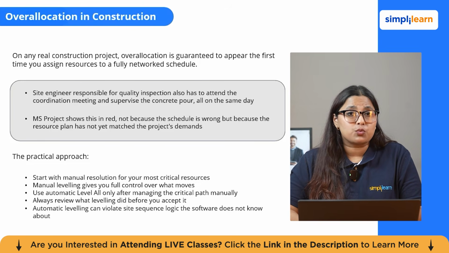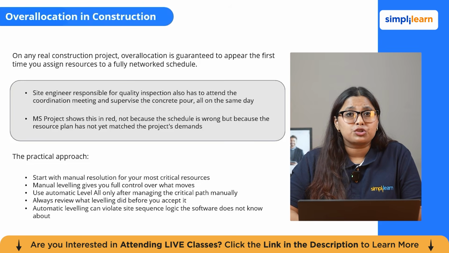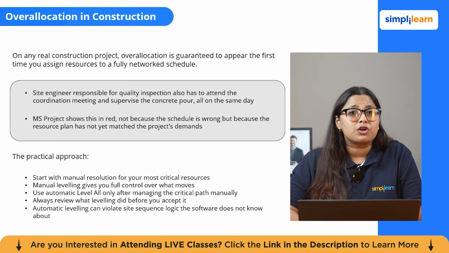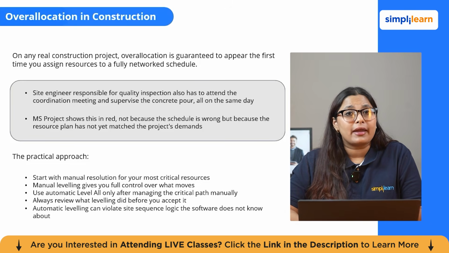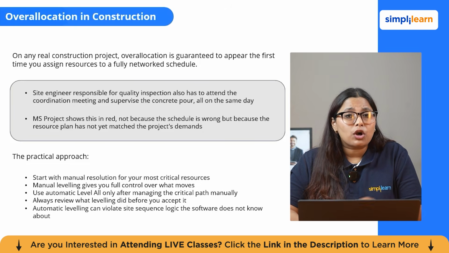The practical approach is to start with manual resolution for your most critical resources. Leveling those manually gives you full control over what moves and by how much. Use automatic Level All only after you have managed the critical path manually, and always review what leveling did before you apply it. Automatic leveling can shift tasks in a way that looks logical but can actually violate the sequence logic that the software does not know about.